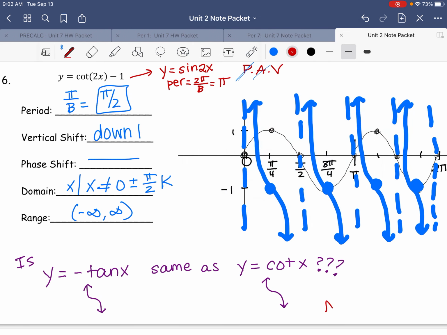And the answer to that is no. They'd have the same shape, but they would have different asymptotes. The reason they'd have different asymptotes is tangent is made up from sine over cosine. That's where we get the asymptotes. And cotangent is cosine over sine, and that's where we get the asymptotes.